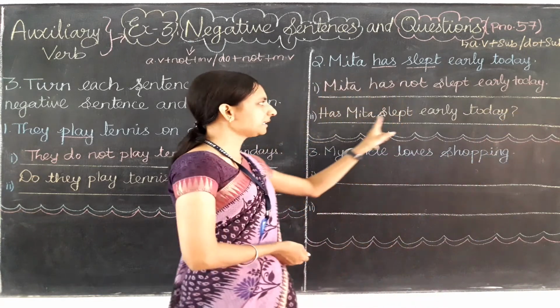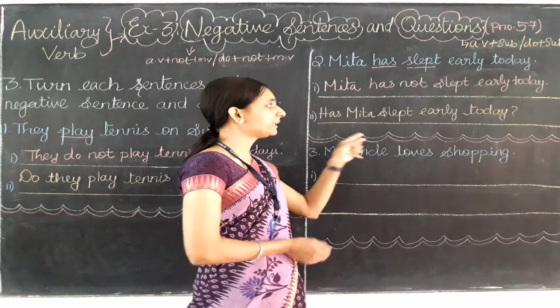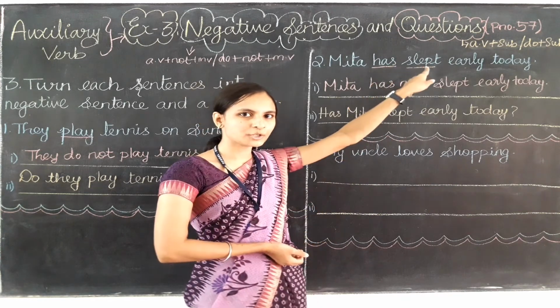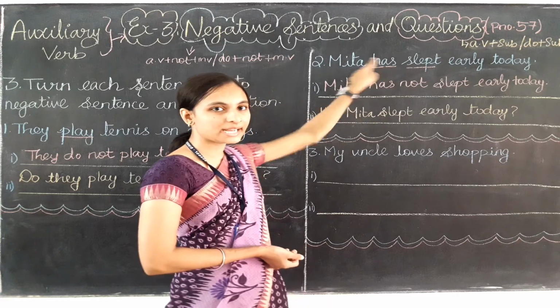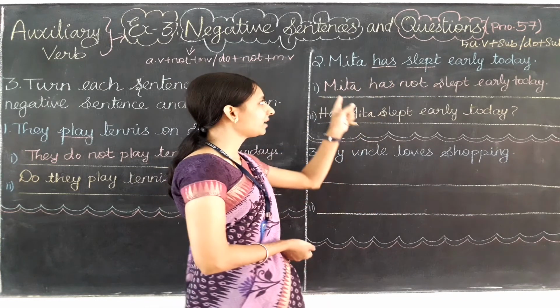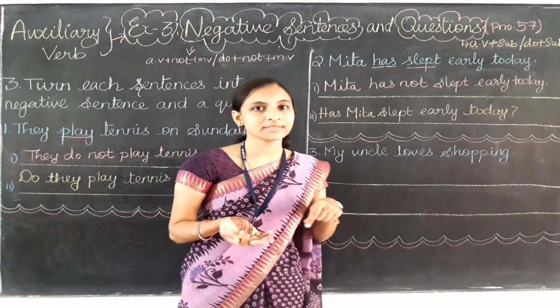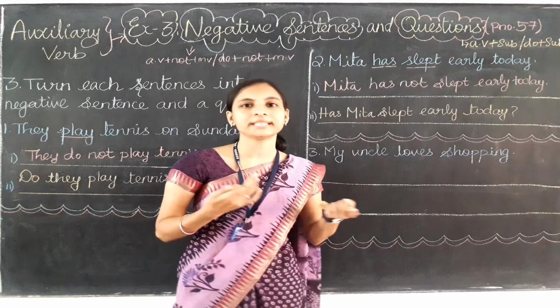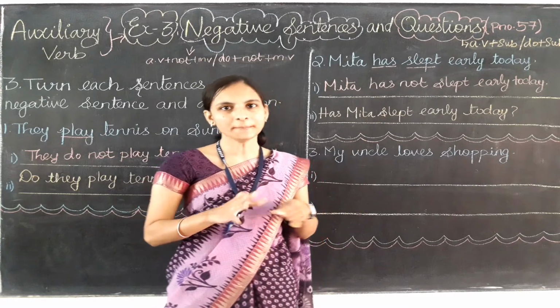Okay. Has Meeta slept early today? Meeta இன்னைக்கு சீக்கிரமா படுத்துட்டாங்களா? See here, there is an auxiliary verb and also the main verb. So we have written the auxiliary verb first, then the subject, and then all other things. And we have already created the negative sentence also, that is Meeta has not slept early today. That means Meeta இன்னைக்கு சீக்கிரமா தூங்கல.